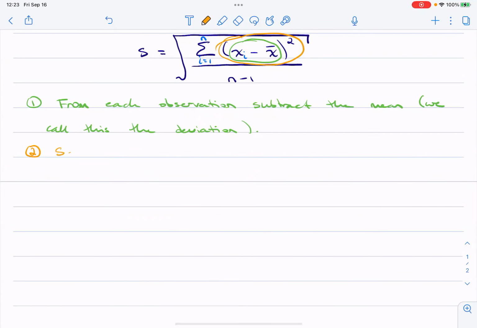So then I want to square each of the values from step 1.